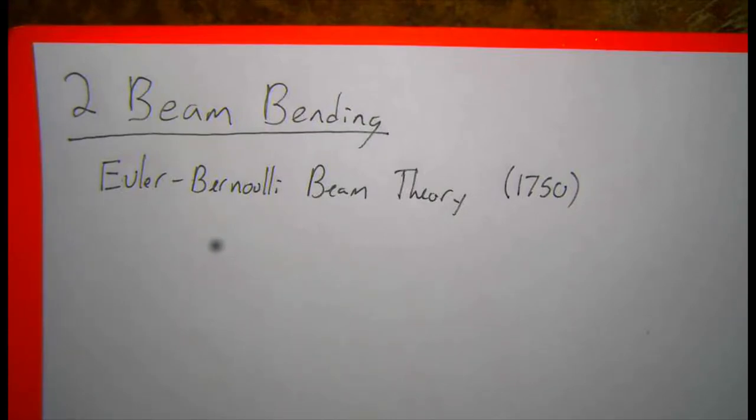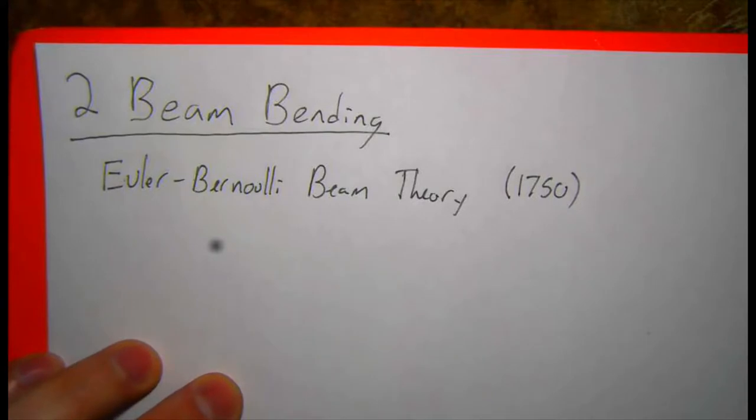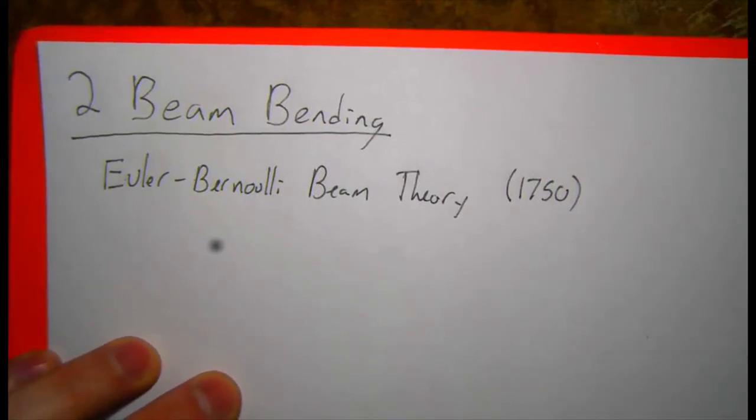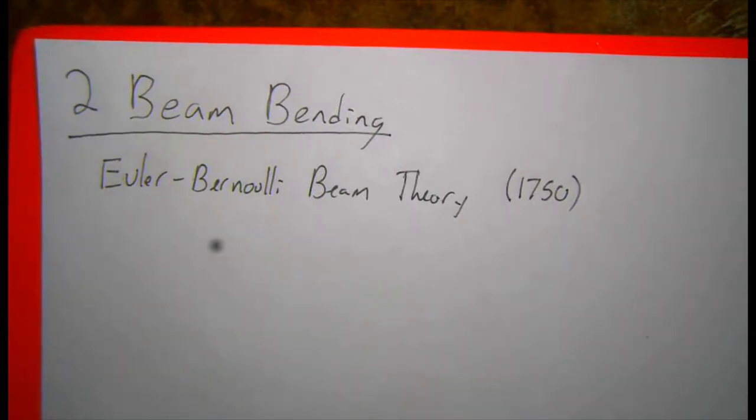So when we're talking about beams, this is a subset of linear elasticity, or a simplified case of linear elasticity, because we're going to assume that our beam acts as a one-dimensional body. So we're going to ignore any of the three-dimensional stresses, any of the weird distortions and shears in other directions, and we're just going to look at deflection along one axis.